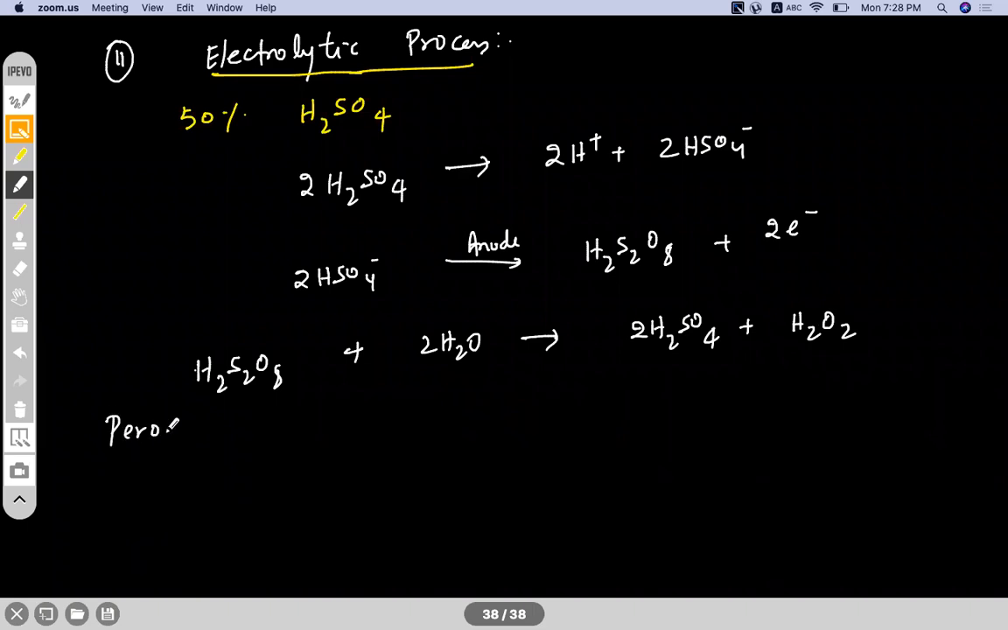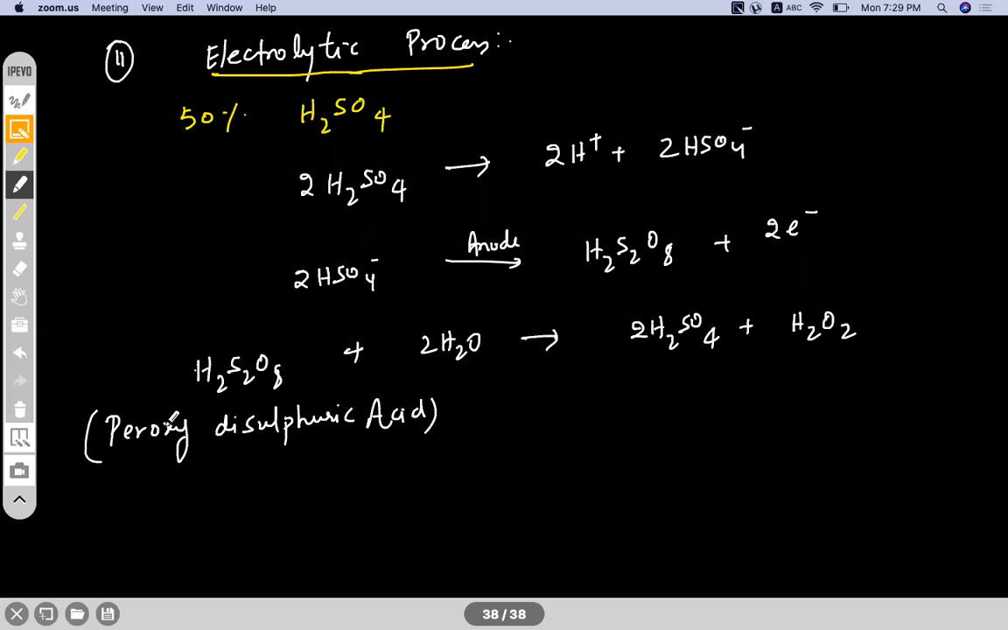The name of this compound is peroxide disulfuric acid. H2S2O8 plus 2H2O gives 2H2SO4 plus H2O2. Okay, peroxide disulfuric acid. These two are the preparation methods of H2O2.